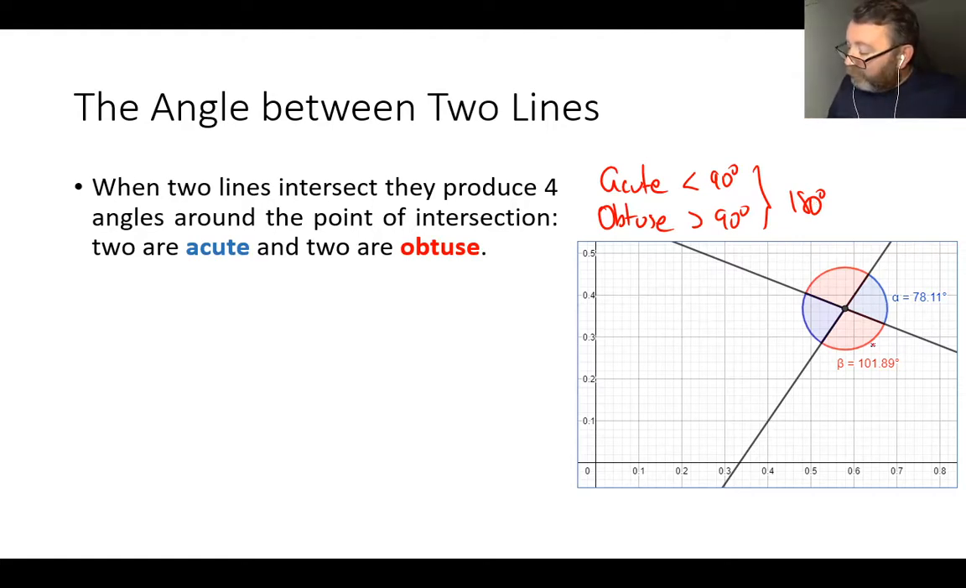If I take those two lines, they intersect here, obviously at that point. On one side of that point, you have 78.11 as my acute angle. And then on the other side, you've got an angle of 101.89, which is my obtuse angle. But if you add 78.11 and 101.89, you're going to get 180. So that's one thing to remember.